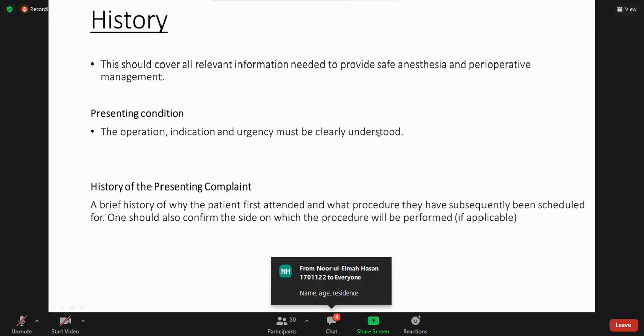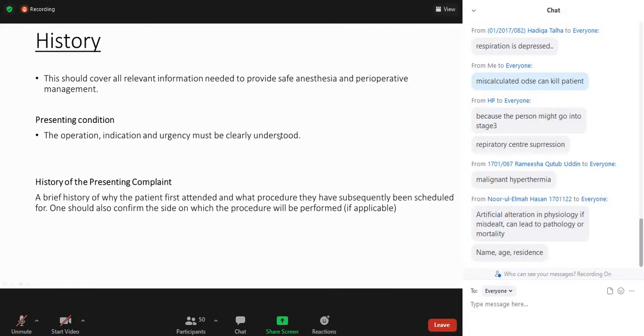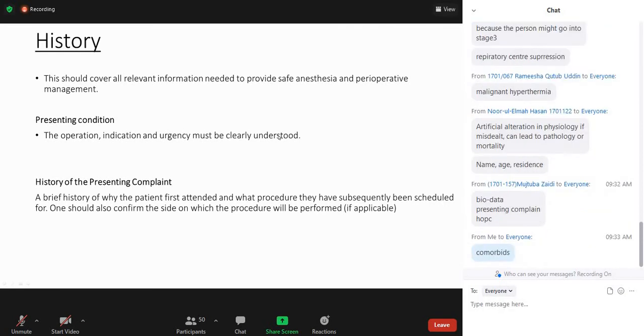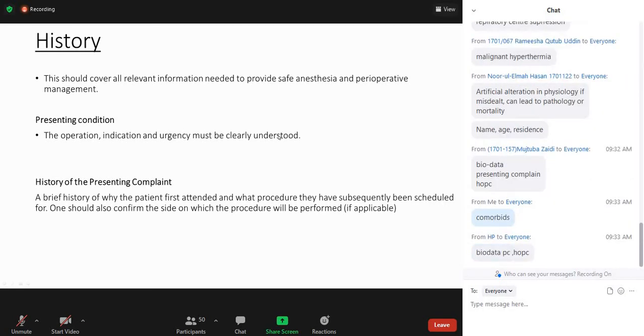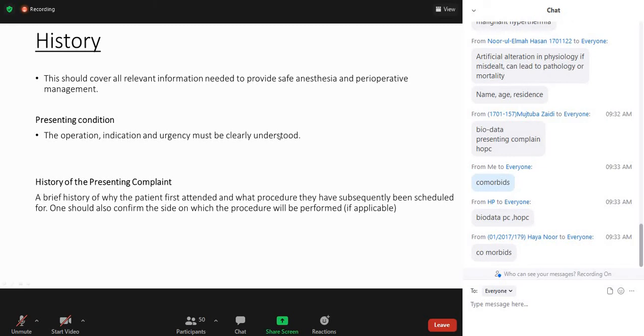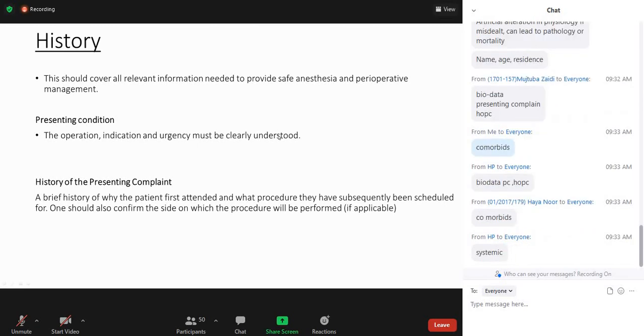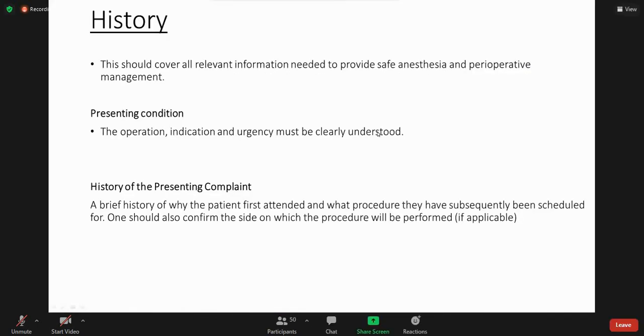It's the same history. Yes, name, age, residence. This is included in biodata. Presenting complaint. Comorbids. Systemic review. Good. Great.